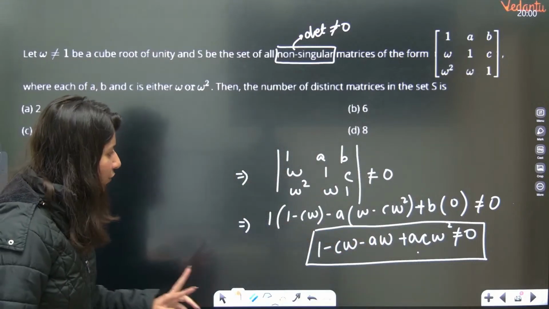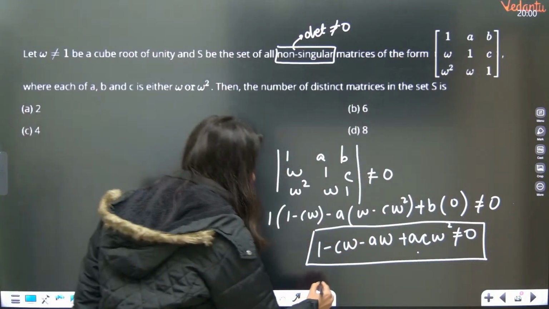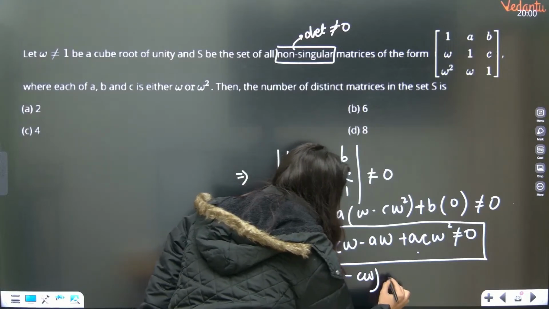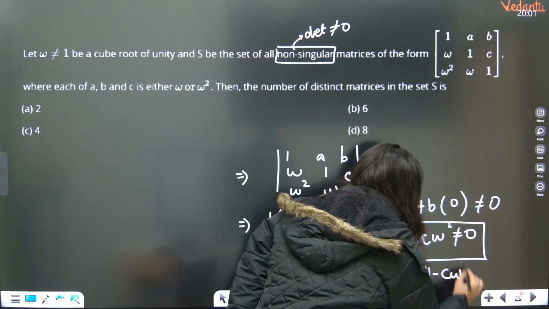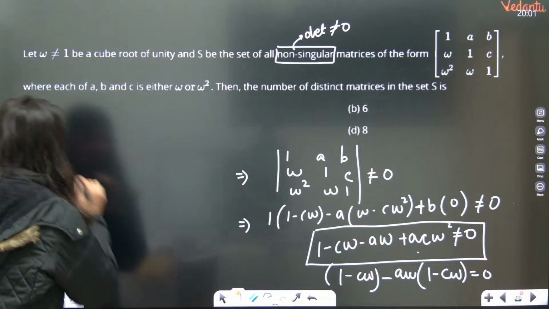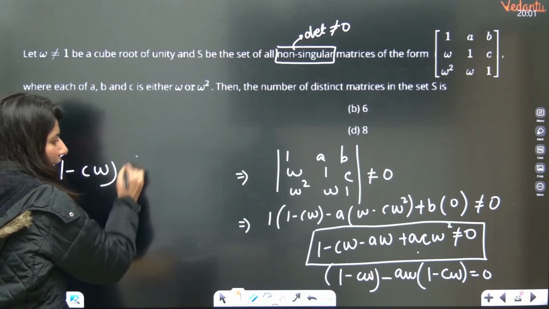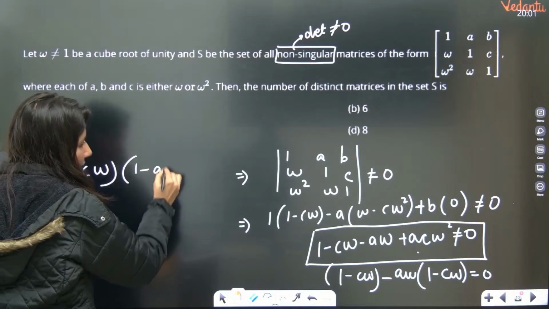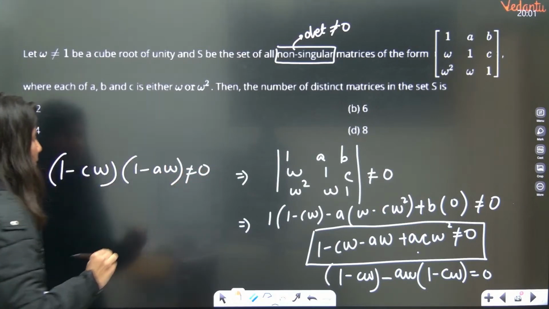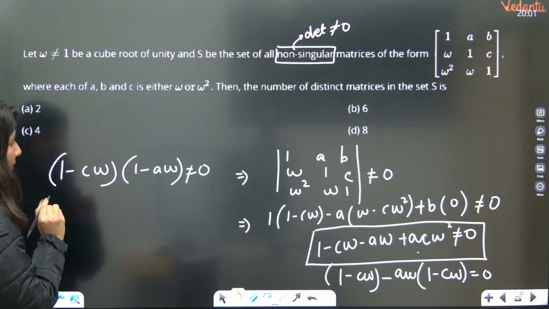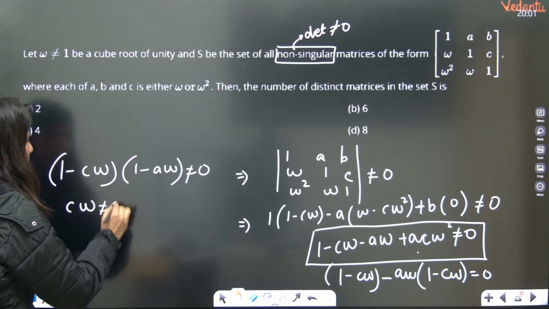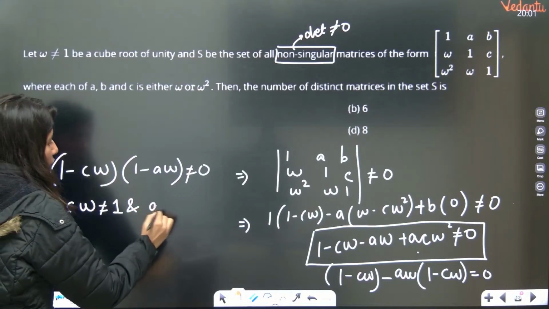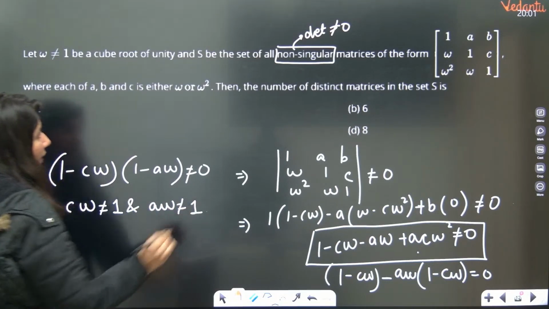Okay. If you factorize it, this can be factorized. 1 minus C omega is right here. From here you can take 1 minus A omega common. So this is 1 minus C omega again equal to 0. Can you clearly see? 1 minus C omega and 1 minus A omega is not equal to 0. That means C omega cannot be equal to 1 and A omega also cannot be equal to 1.